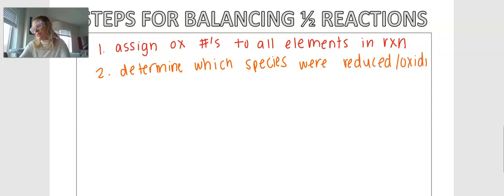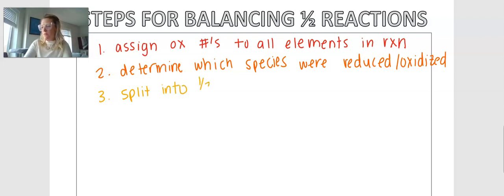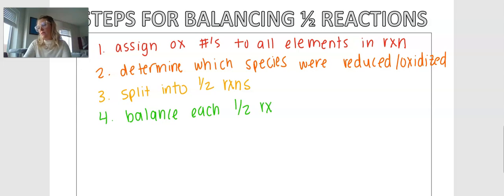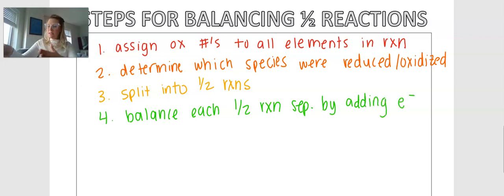And this isn't new. This is, again, everything we've been doing up through this point. So steps 1 and 2 is something that we've already done. Step 3 is where we start to see something new. This is going to be split into half reactions. Okay. Step 4 is going to be to balance each half reaction separately, okay, by adding electrons. So everything that we've seen here, 1, 2, 3, 4, those are all things we've already done.